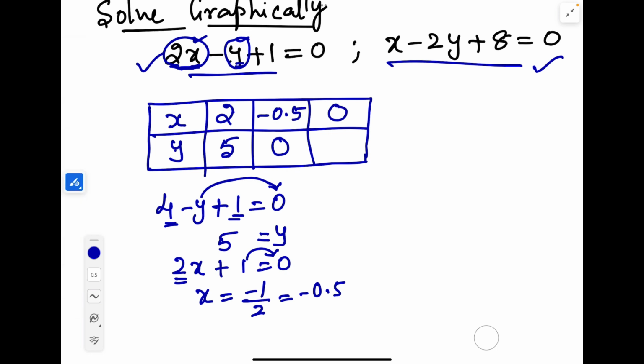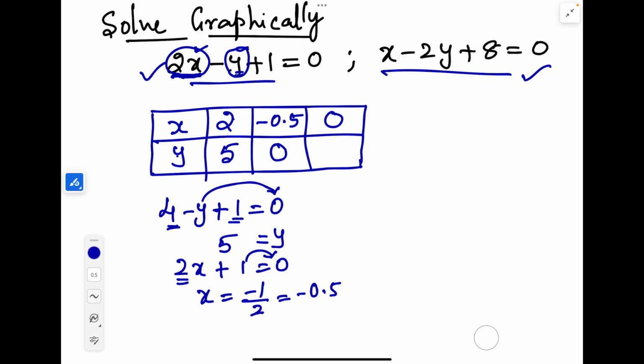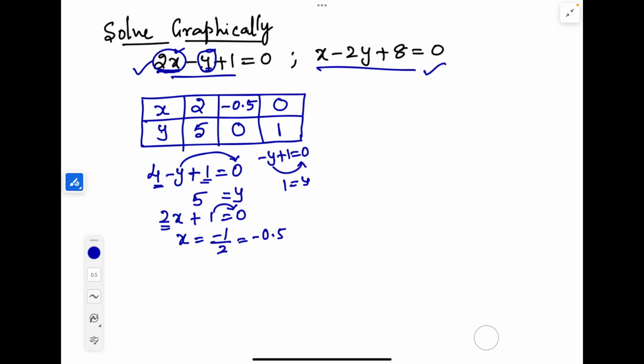Let us take x value as 0. If we take x value as 0, what are you left with? Minus y plus 1 is equal to 0, or minus y goes that side, plus y, so we are left with y. So y value will be 1. Now let's write the points which we got as ordered pairs: 2 comma 5, minus 0.5 comma 0, 0 comma 1.